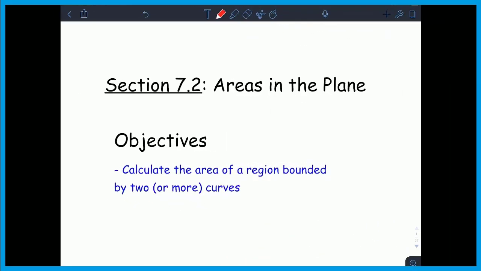Hey everyone, Mr. Schachter here to talk to you about areas in the plane, section 7.2 in our text. The objective of this video is to calculate the area of a region bounded by two or more curves.